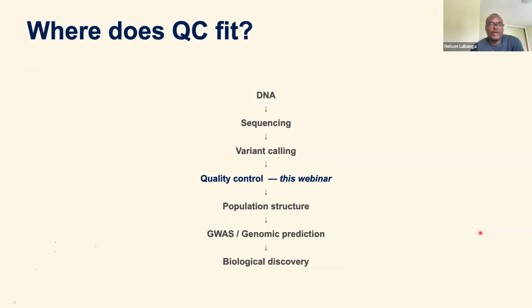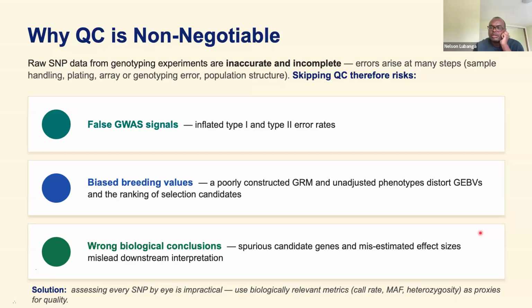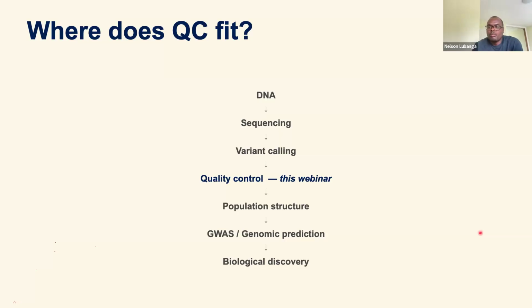So where does QC fit in? Quality control fits at a very specific point in this pipeline: after variant calling and before any analysis. That position is really the whole message. Everything downstream, from the association test to breeding value estimation, inherits the quality of whatever QC allows through.